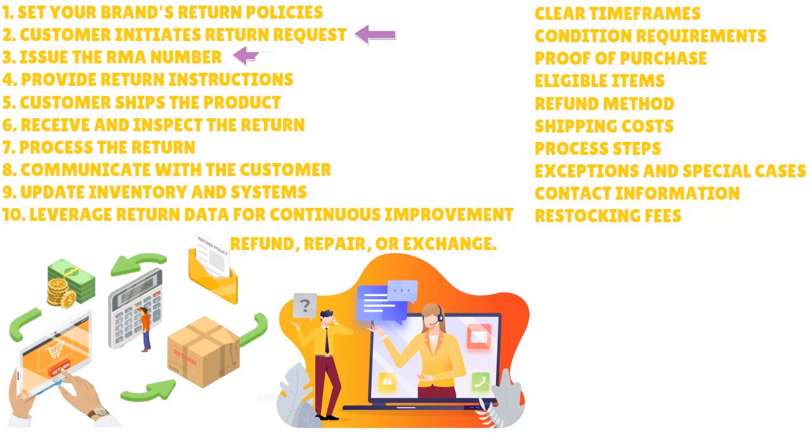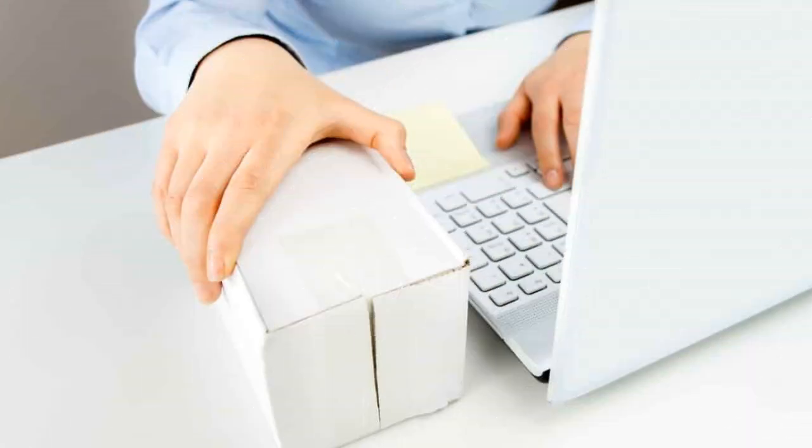Next, you want to issue the RMA number. Once the RMA request is received, your customer service representative or delivery partner will evaluate the eligibility of the return based on your store's return policy. They will check the item's condition, the return reason, and whether or not it falls within the warranty period. Okay.